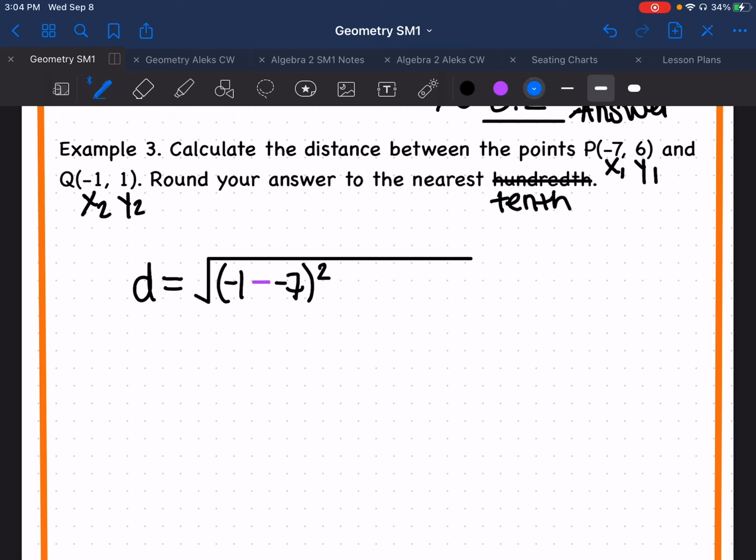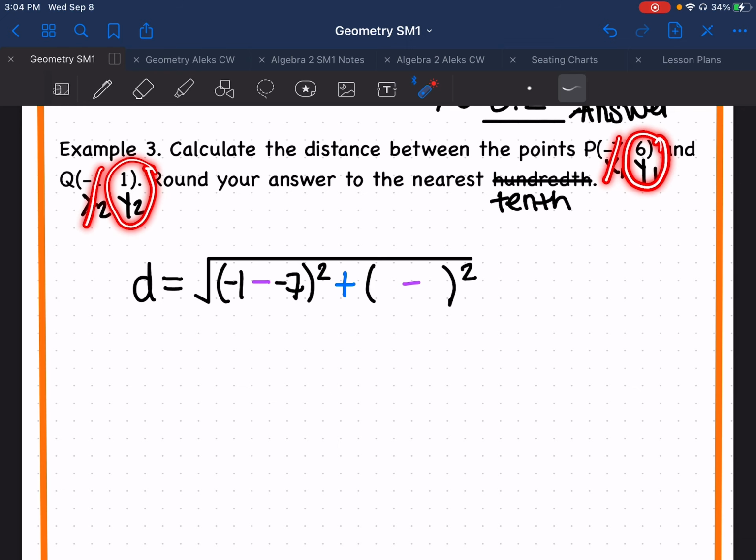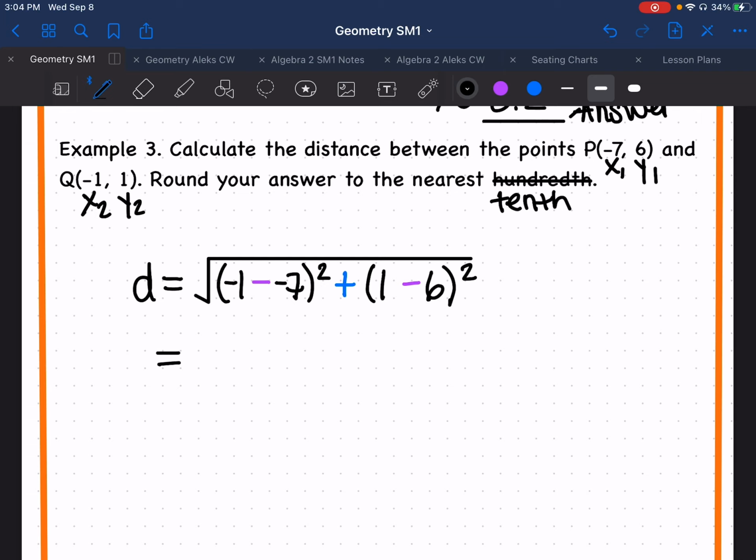Then I'm going to go ahead and do the same thing for the y's. I'm going to subtract y2 minus y1. Remember, these two have been used. So 1 minus 6. I'm going to go ahead and put this all into my calculator. And my calculator gives me the square root of 61. This is my exact answer.